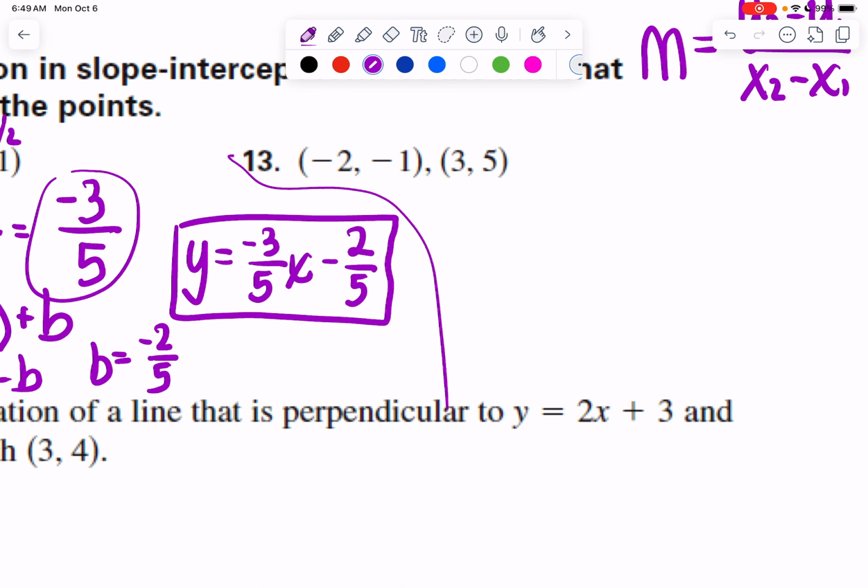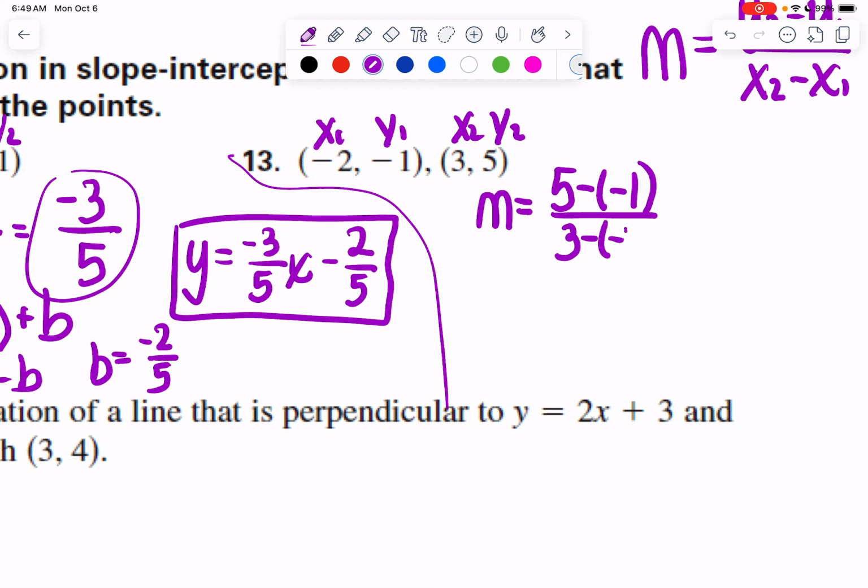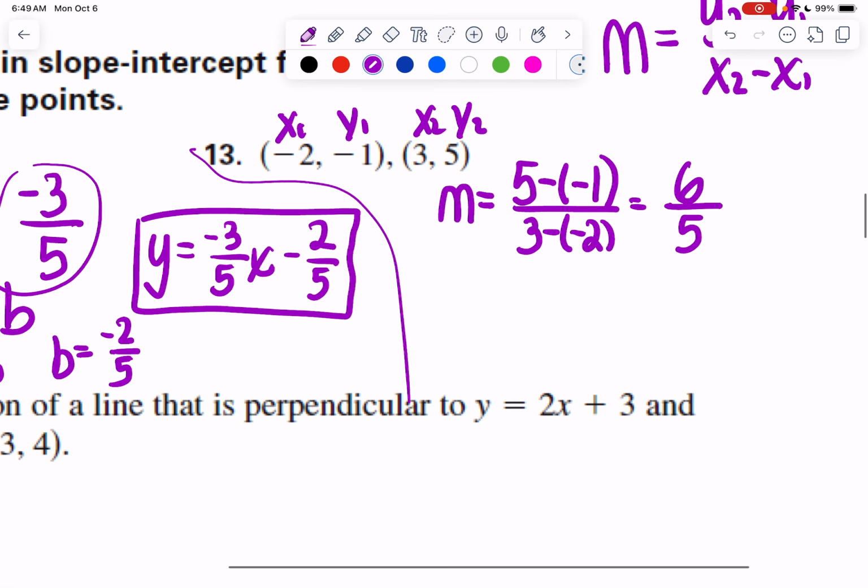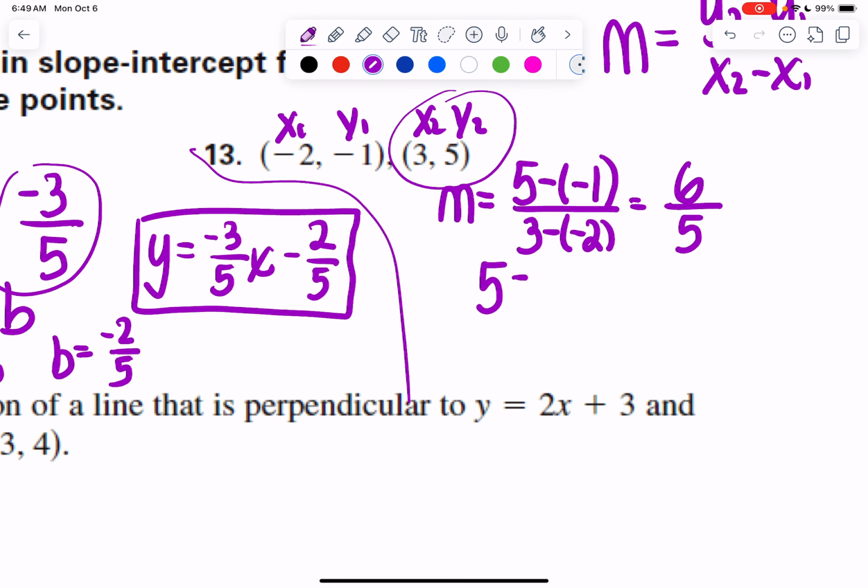Okay. I'm going to try this one. It's the same idea. Call it x1, y1, x2, y2. So it'd be m equals, so you need your slope, 5 minus a -1 over 3 minus a -2. And so 5 minus a -1 would be 6, and 3 minus a -2 is 5. Pick a point, I'm just going to choose the positive ones. So it'd be 5 equals 6/5 times 3 plus b, solve for b.